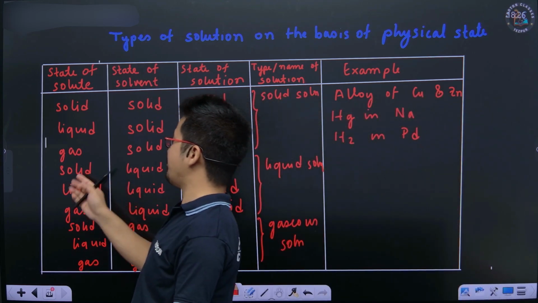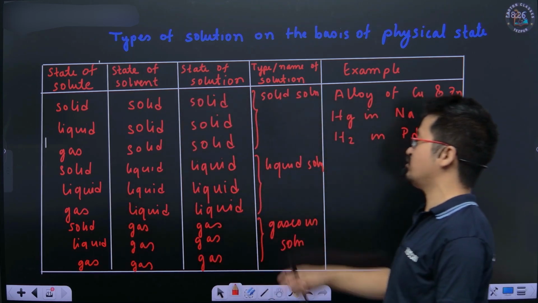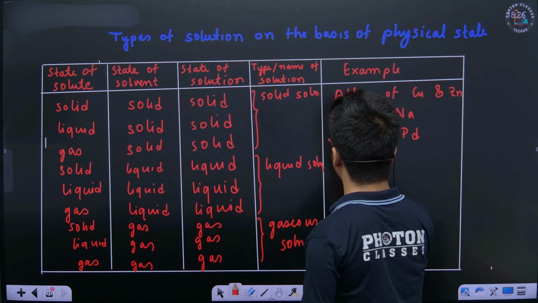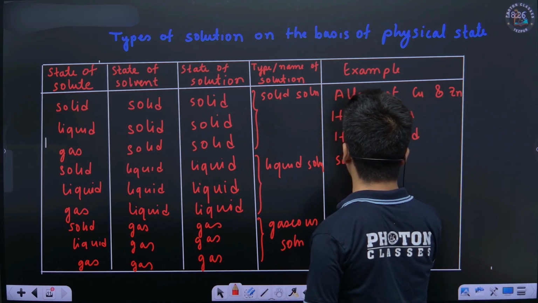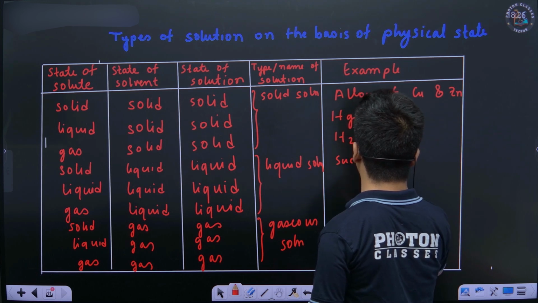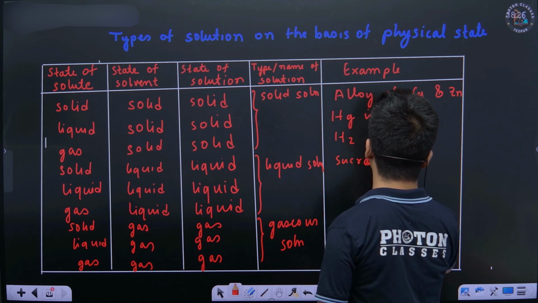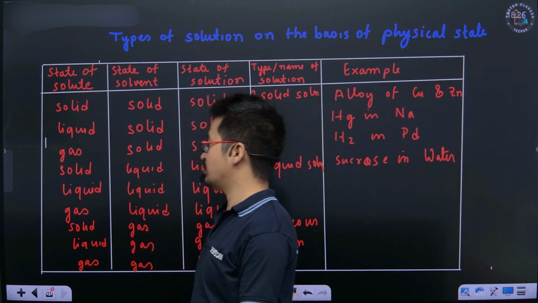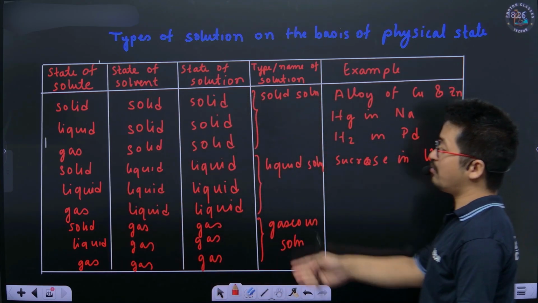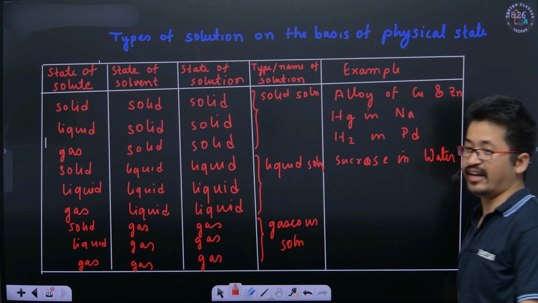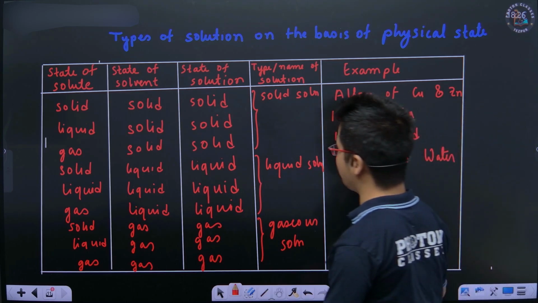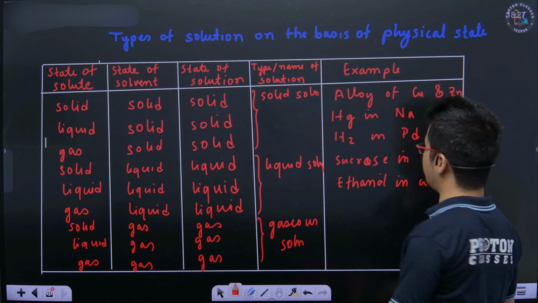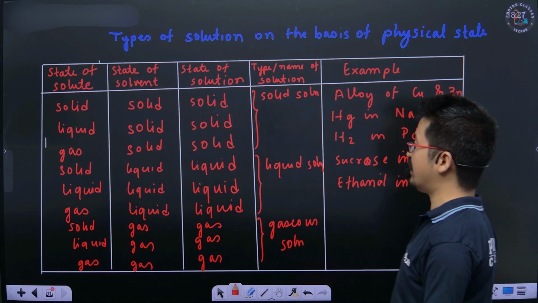For the next type of solution, that is solid in liquid, there are many examples. Sucrose dissolved in water: sucrose is in solid state, and water, which is the solvent, is in liquid state. Next, liquid in liquid. A very common example is a mixture of ethanol and water. Ethanol, you know, is used to consume. So this is an example of liquid in liquid type solution.